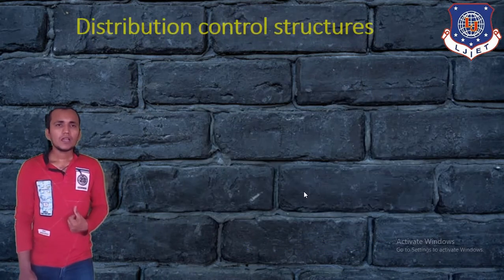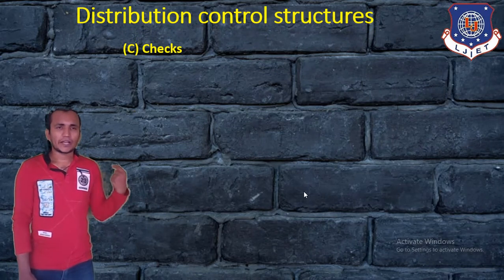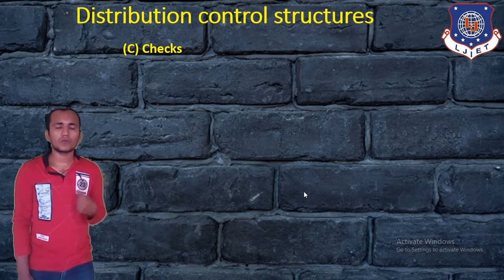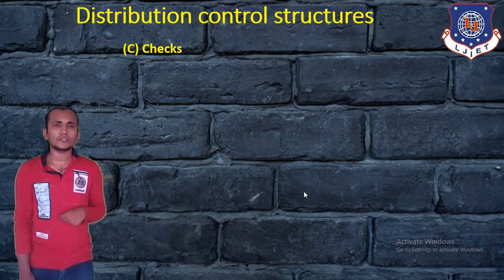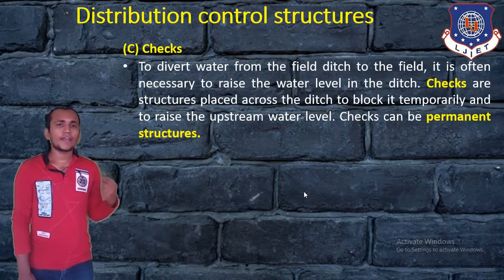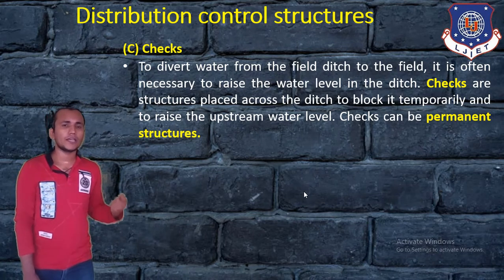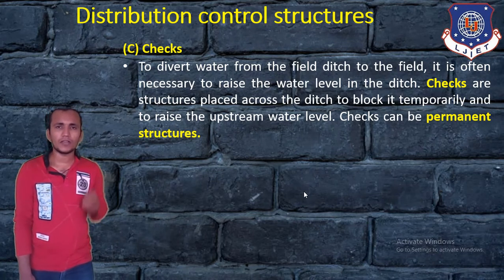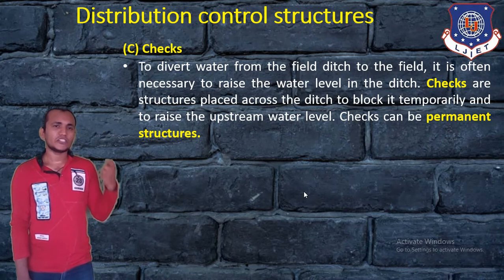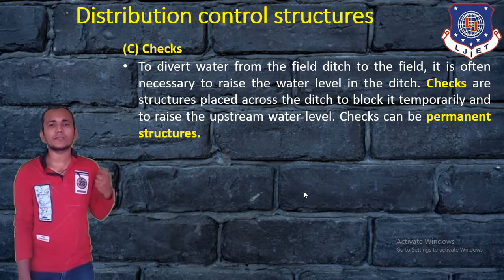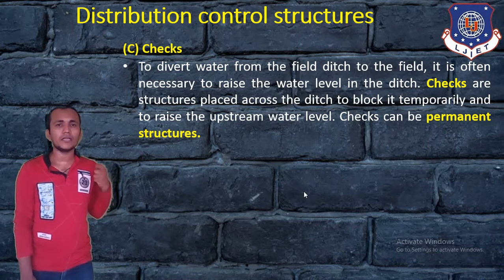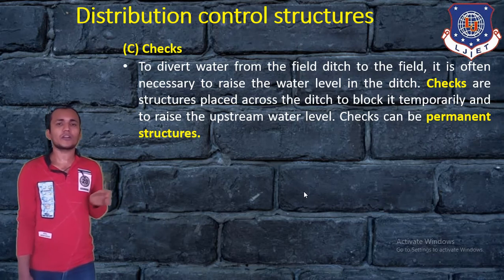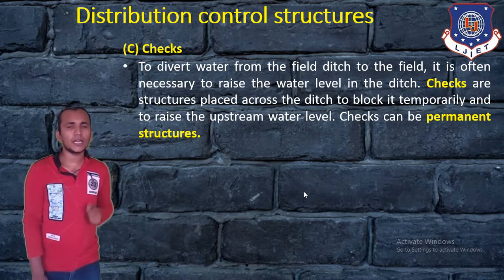Then the next distribution control structure is a check. To divert water from the field ditch to the field, it is often necessary to raise the water level in the ditch. Okay, the checks are structures placed across the ditch to block it temporarily and raise the upstream water level. Checks can be a permanent structure.